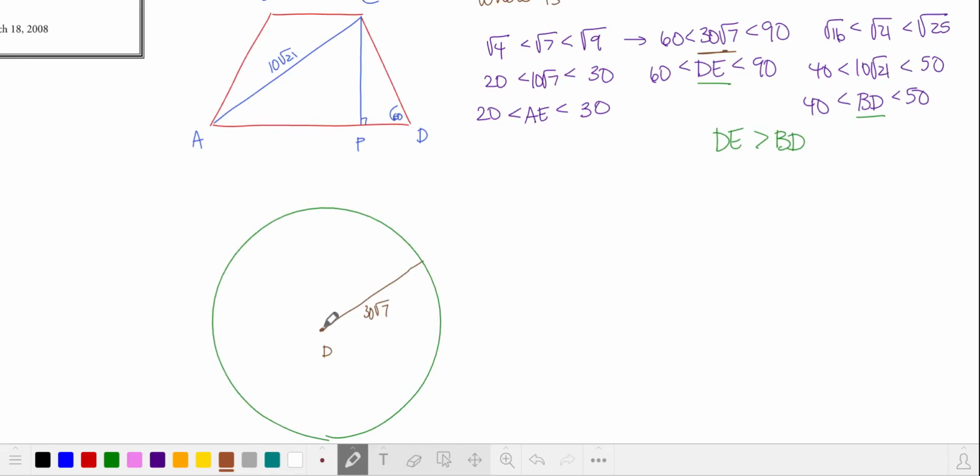I'll draw in the rest of the trapezoid. Since this distance is smaller, B is going to be inside of the circle. E is going to be somewhere on this smaller circle centered at A, so maybe here or here.